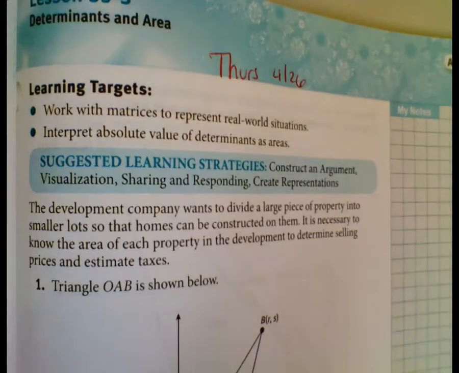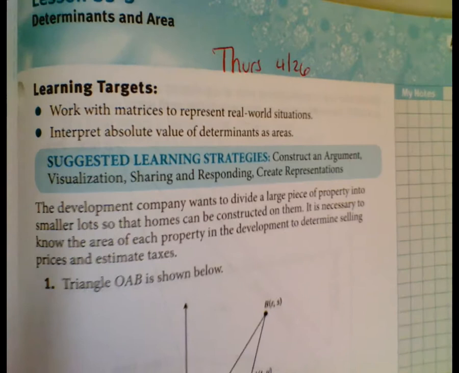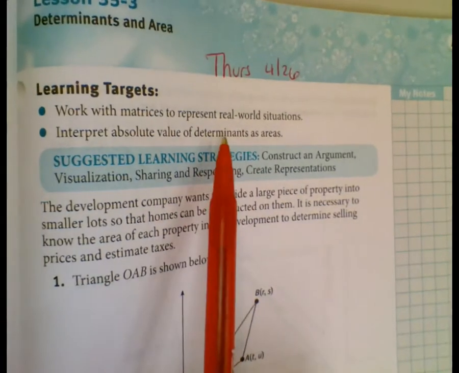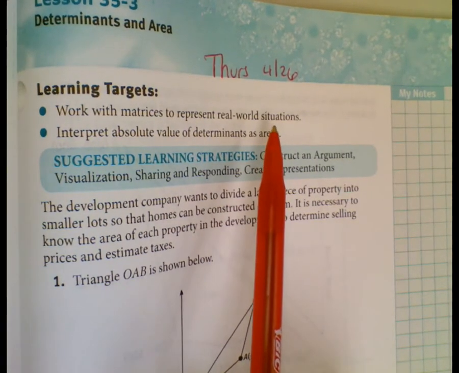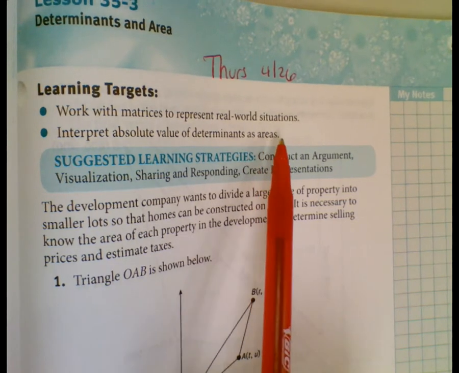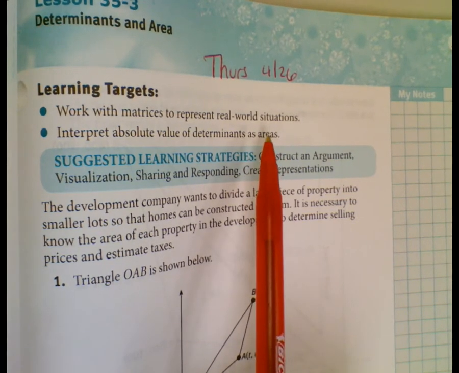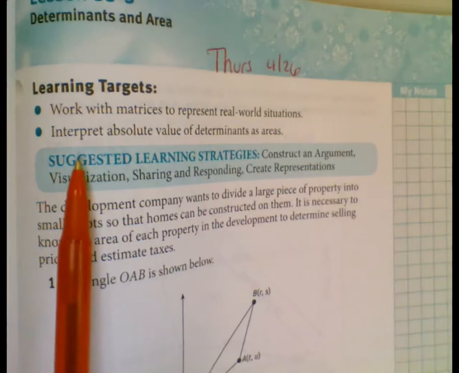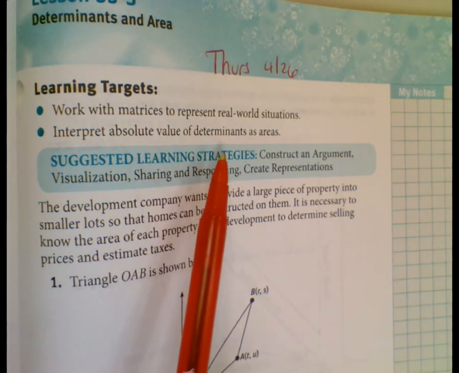Okay, I'm waiting for you guys to open your books. So today our learning targets are to work with matrices to represent real-world situations such as determining the acreage of a lot, and you can do this from your car, and we're going to interpret absolute value of determinants as areas.